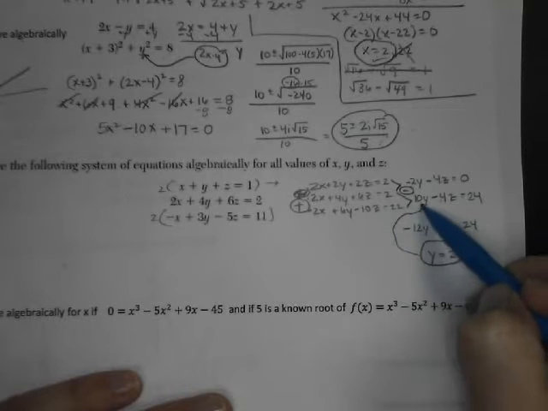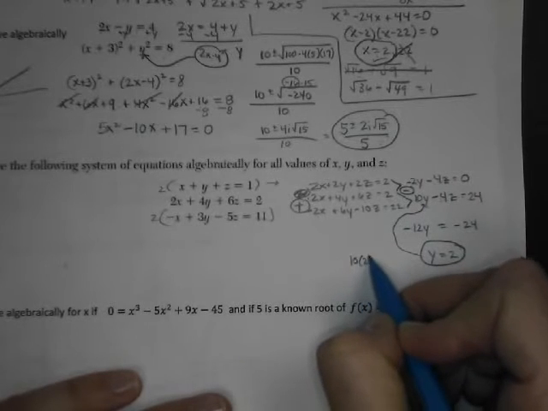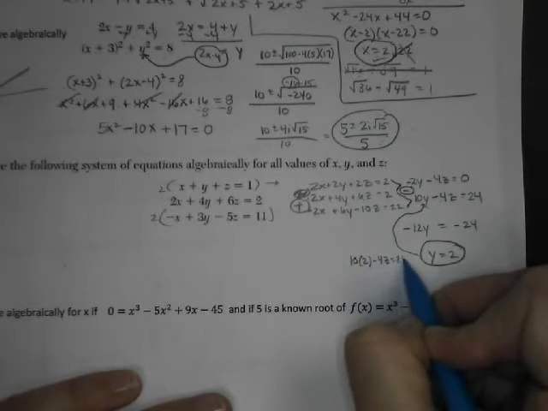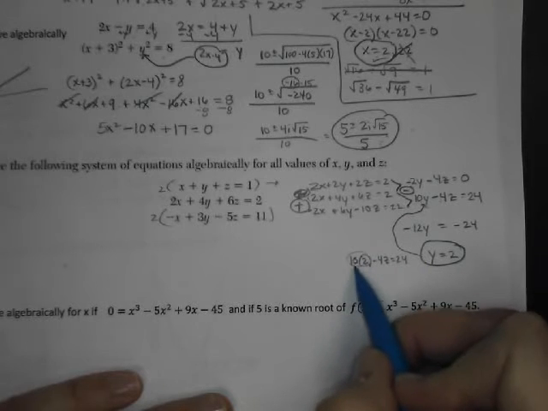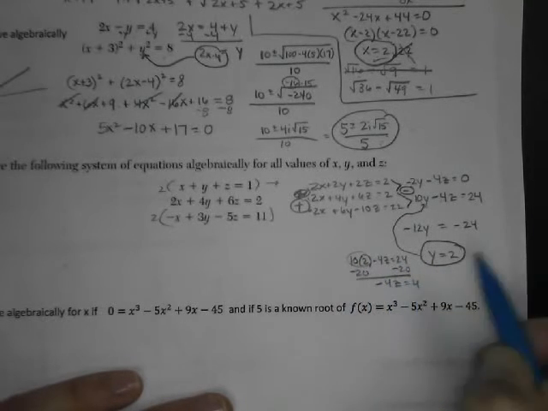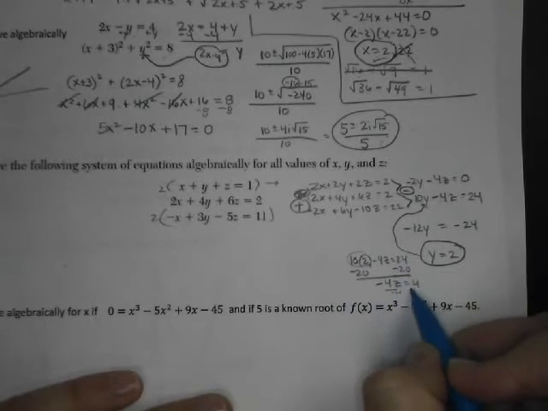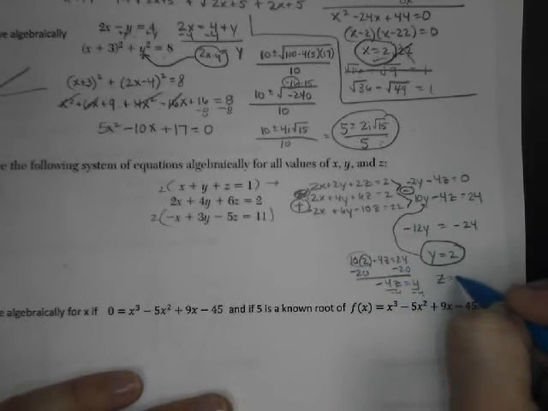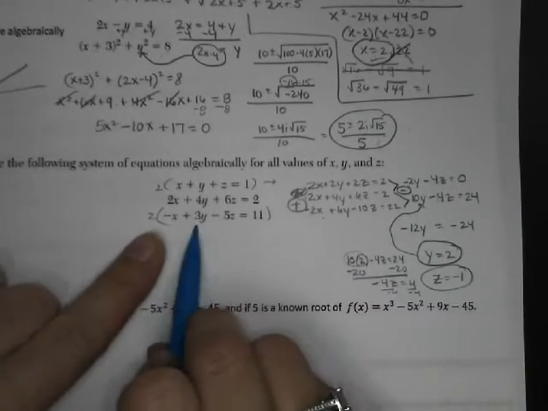Back it up. If y is 2, 10 times 2 minus 4z equals 24. That's a 20, so I'm going to subtract 20 from both sides. Negative 4z equals 4. Divide by negative 4. Z equals negative 1.